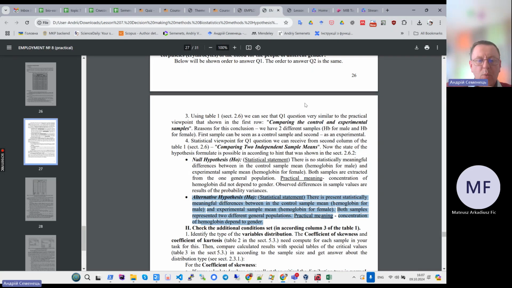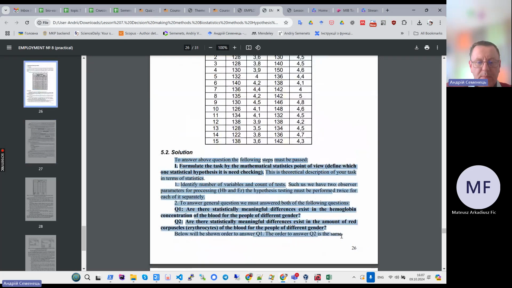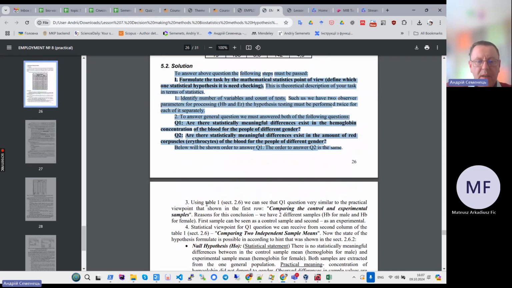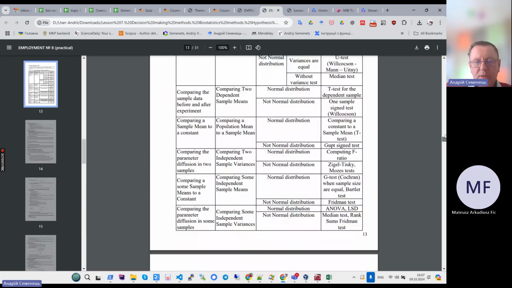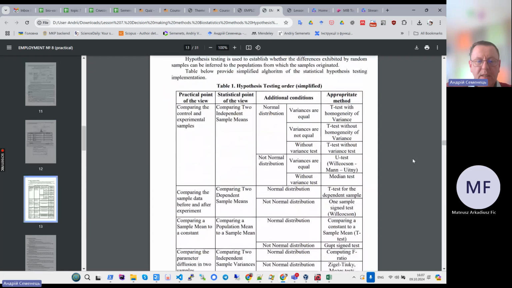First of all, please check the bottom part of page 26 and the top part of page 27. It explains again how to use the table on page 13. Again, in our case, we compare. We have two samples, two groups of observations, one for male and one for female. So we consider it a comparison of control and experimental samples. Be careful, because some variants represent a task like comparing data before and after an experiment. Be careful and think wisely.